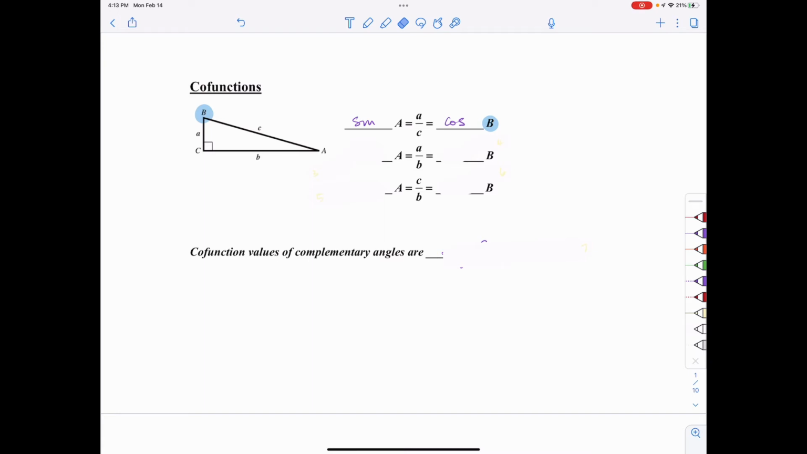All right, now let's go back and once again focus on angle A. Only this time, the ratio that we're looking at is A over B. When I look at A over B, focused on angle A, this is going to be the opposite over the adjacent, which is the tangent of angle A. Let's change your focus to angle B. Still looking at the ratio A over B, now A over B is going to be the cotangent of angle B, the adjacent over the opposite.